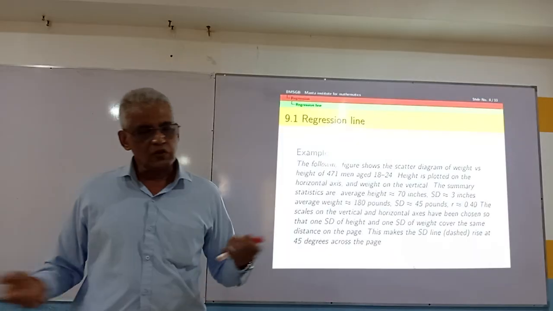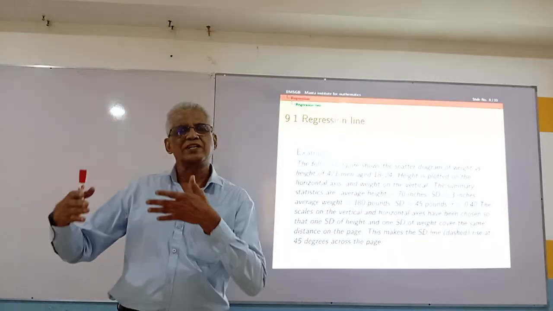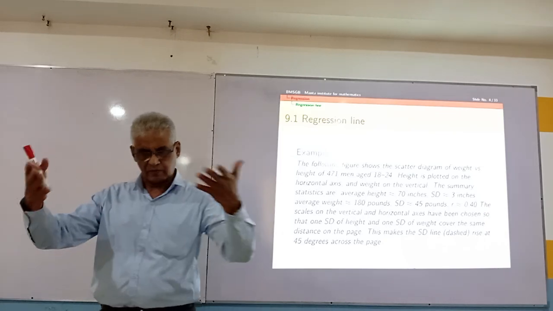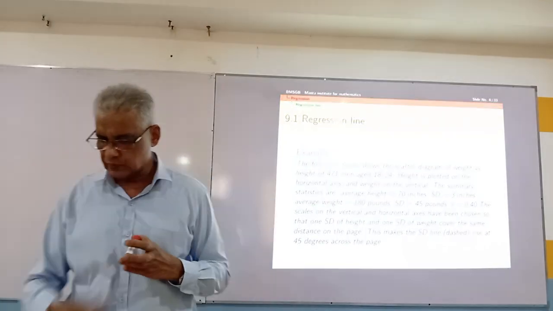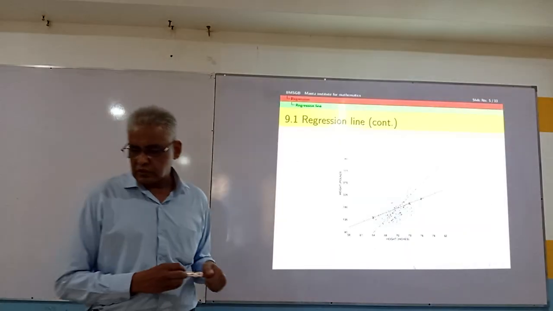But still we have not looked at the graph. So in order to actually interpret correlation, always, as I mentioned earlier, it is better to look at the graph. So we look at the graph. So this is the graph.